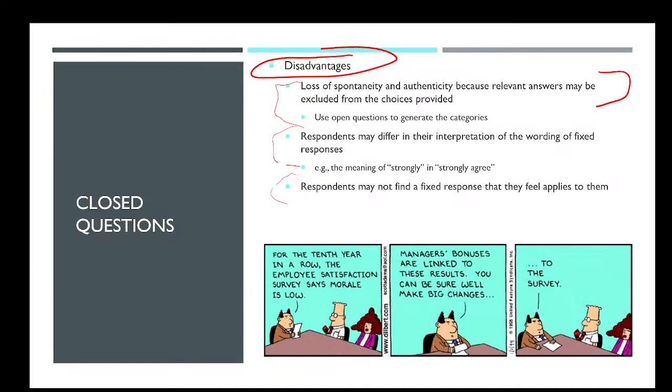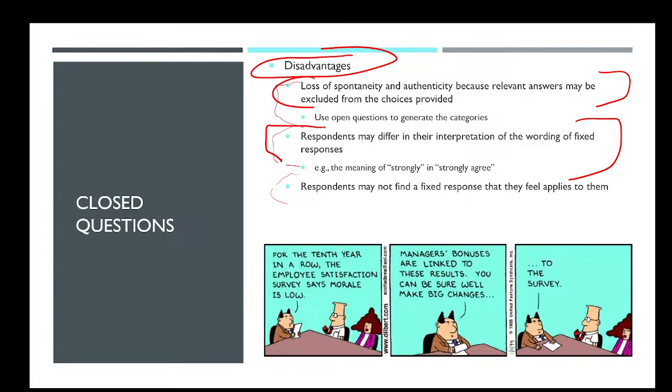Okay, so some of the disadvantages, right? You lose the spontaneity. People can't answer how they want, so they kind of have to fit into the boxes, the answer sets that you put. So this can obviously take out that spontaneity, and you don't always find out things that you didn't know from closed questions. And this one's really hard.